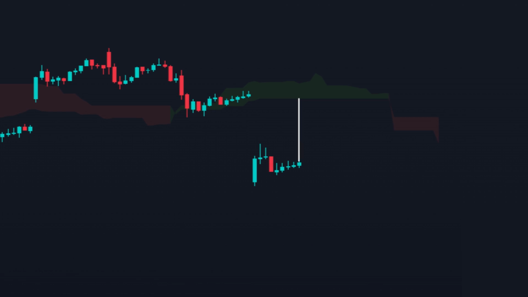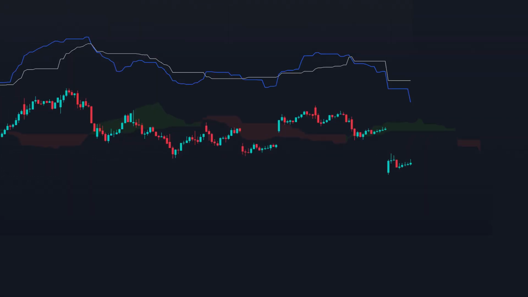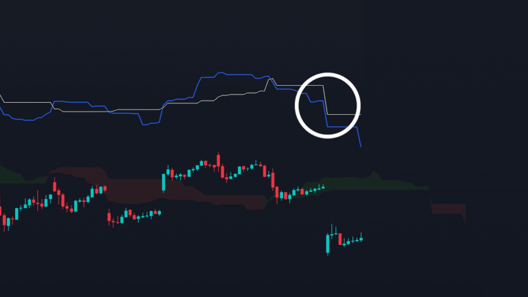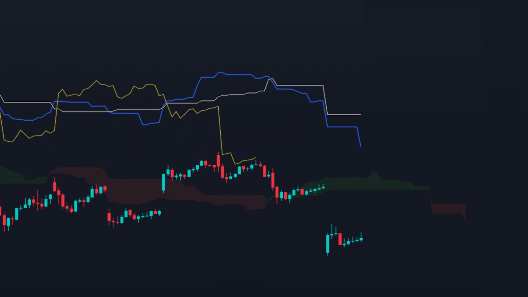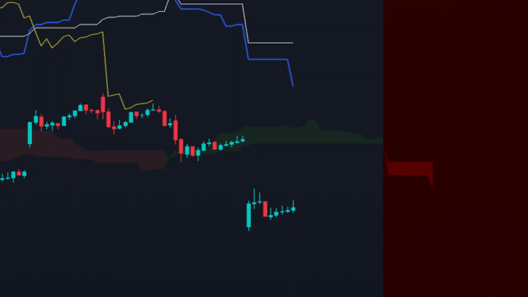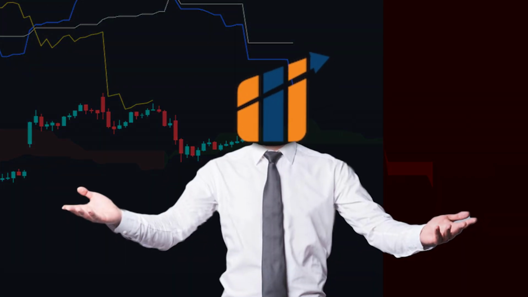We look for short signals when the candles are below the Kumo Cloud. Then you wait for the conversion line to cross below the baseline. The lagging span line must be below the conversion line, and the Kumo Cloud must be shaded red. Let's jump into the charts and see a bar replay example.